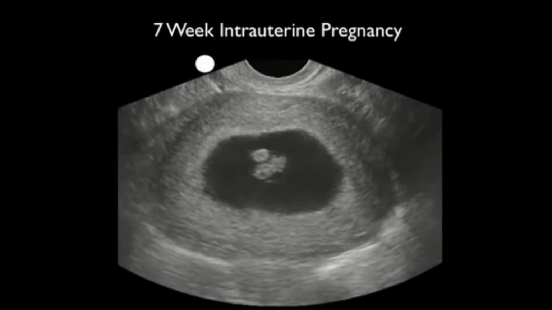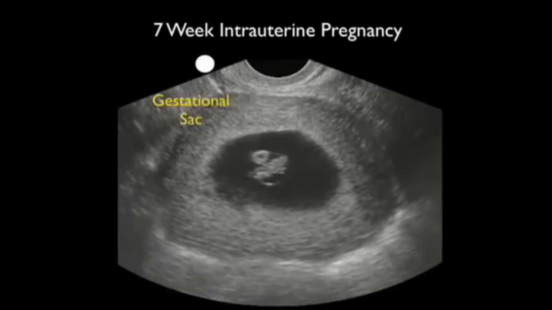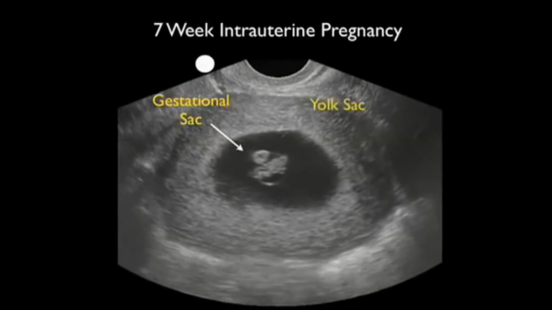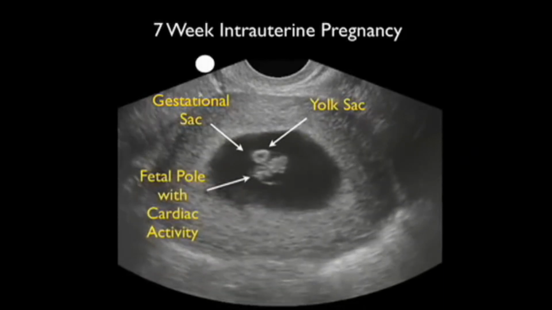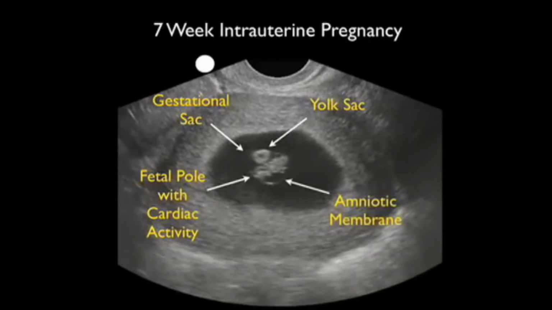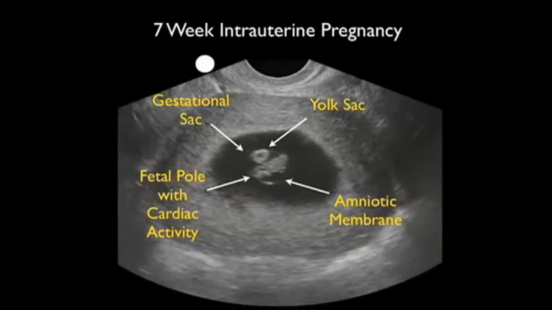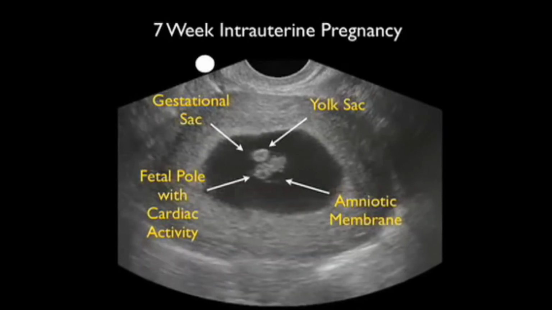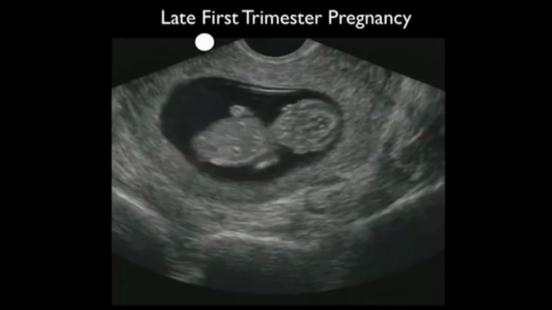Here's a 7-week intrauterine pregnancy on transvaginal sonogram. Notice here the presence of a large gestational sac, and importantly, note the rim of uterus that surrounds the gestational sac. We see the circular yolk sac anterior, and note the fetal pole with well-developed cardiac activity. Now we note here another structure, which is the amniotic membrane, billowing out from around the fetal pole. Eventually that amniotic membrane will close down at the outer margin of the gestational sac, forming the amniotic cavity.